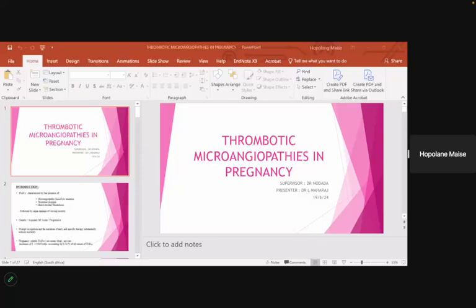So pregnancy-related TMAs, which are generally a secondary form, are rare. It has an incidence of 1 out of 25,000 births, accounting for 8 to 18% of all causes of thrombotic microangiopathies. The physiology of pregnancy can promote the onset or recurrence of TMAs, particularly in the second and third trimester.